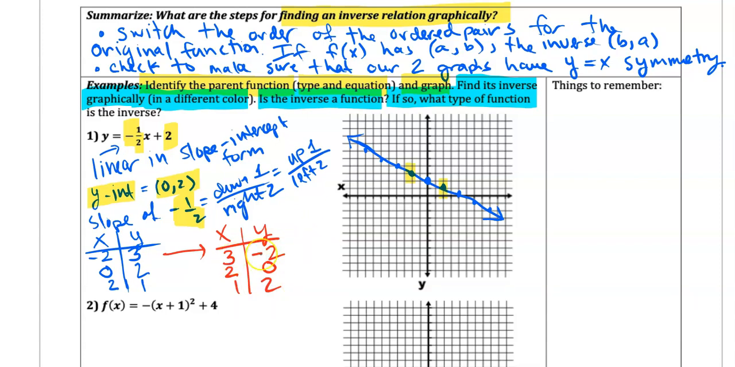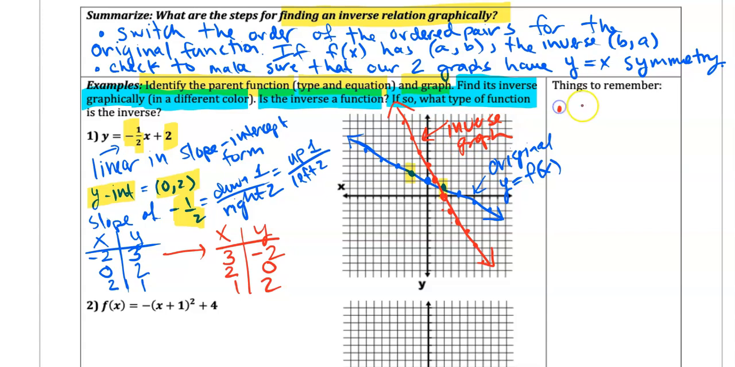And then I'm going to plot these points. I notice that my inverse function seems to be going down 2 and to the right 1, so I can continue that process in both directions. So there's the graph of my inverse. Here's my original function, which I'll call f of x, and this is the inverse graph.